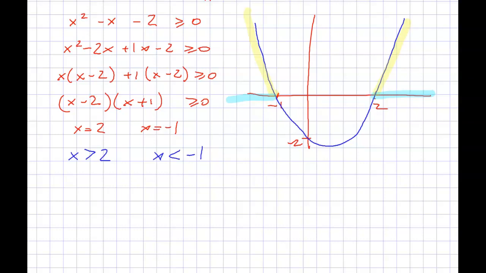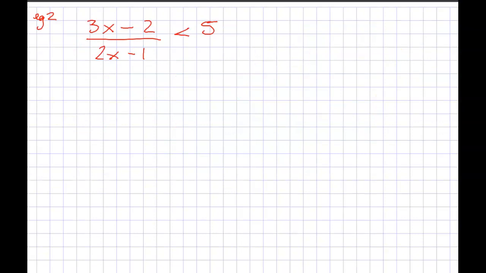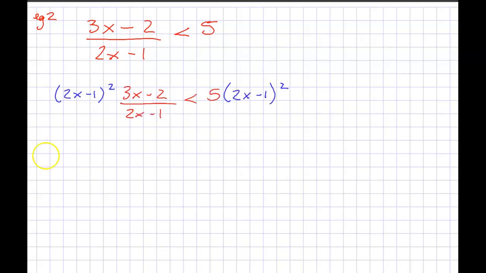So I'll go through another question. I'll go a bit faster with a little less explanation. So we have 3x minus 2 all divided by 2x minus 1, and that is less than 5. So again, we have a rational expression in an inequality. So again, you multiply both sides by the square of the denominator, which when we cancel out the denominator gives us 2x minus 1 multiplied by 3x minus 2 is less than 5 multiplied by 2x minus 1, 2x minus 1.